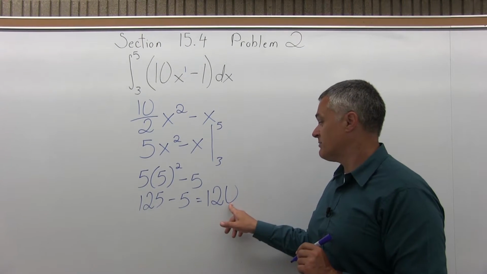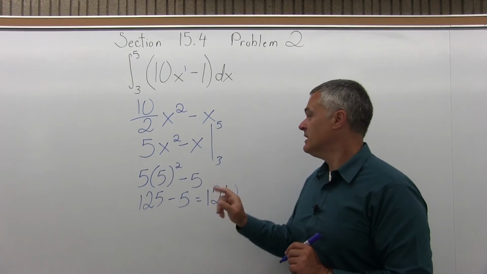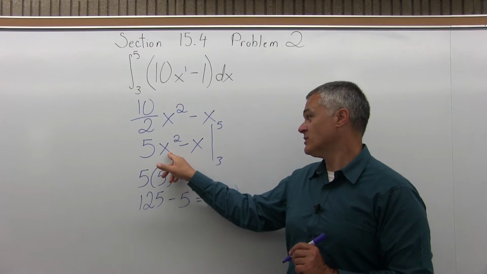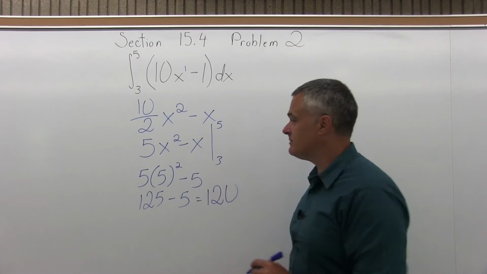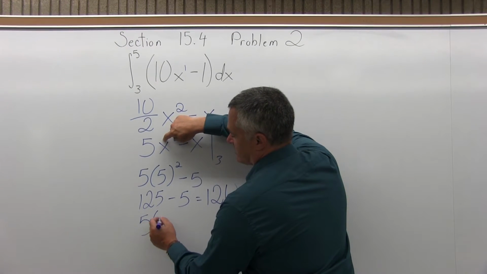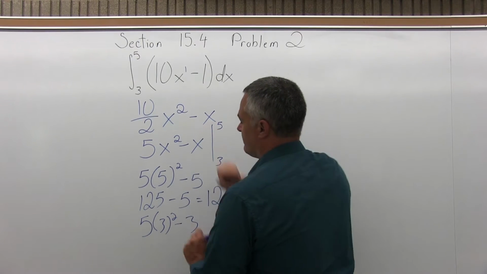So this is the end of step 2. I got a 120 when I put in the 5 for my answer for the integral. Step 3 is put in the lower limit of integration for the variable. So where I have an x, I'm going to put in a 3. So again, 5x squared will become 5 times 3 squared, minus x will become minus 3.